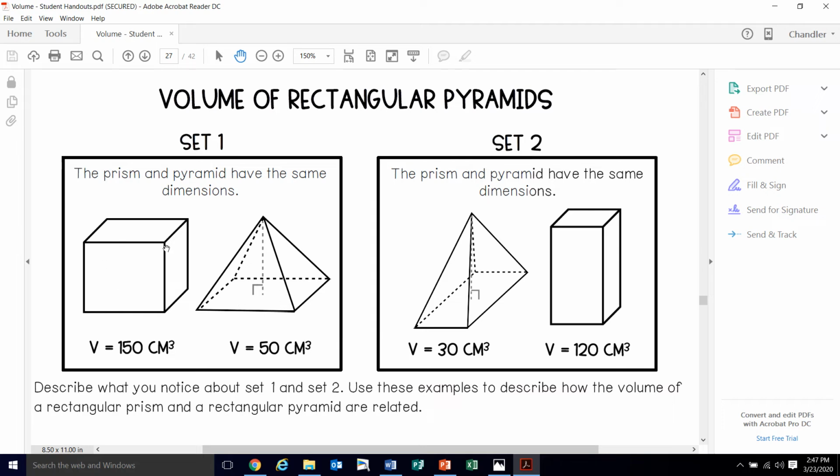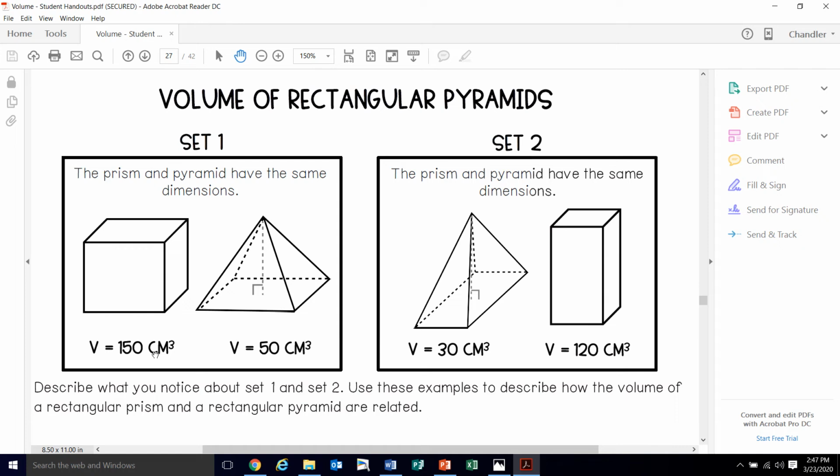So I know we've said bases on prisms are not always on the bottom, but luckily for pyramids it actually is. There is only one base when it comes to a pyramid. So if we look at them, it looks like we could actually fit this pyramid inside of the cube, because the base is the exact same and the height looks to be the same.